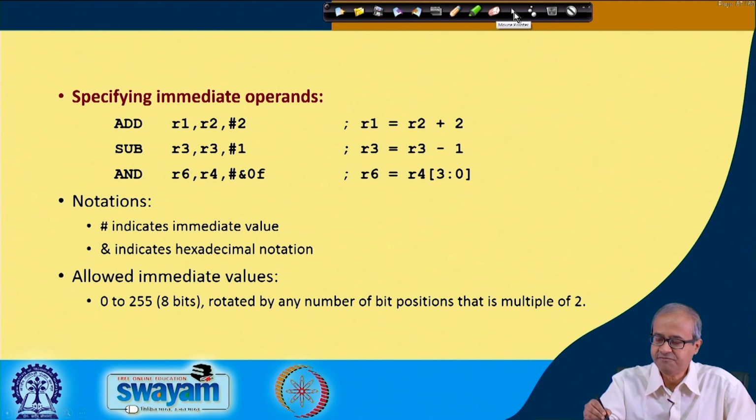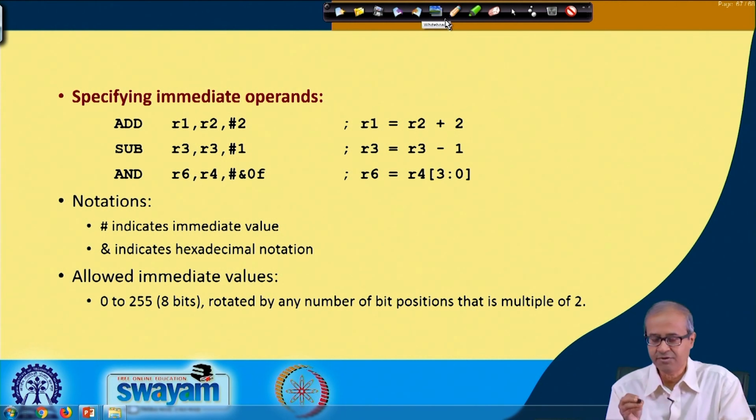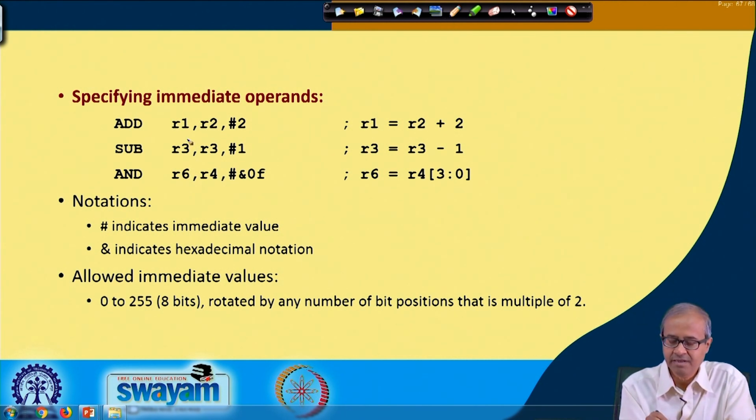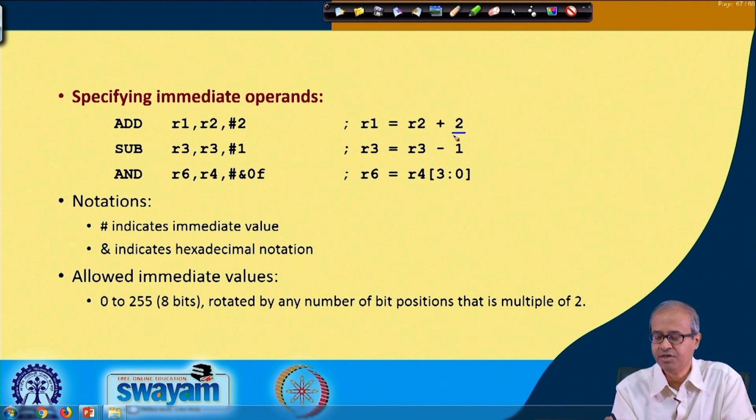There are ways of specifying immediate operands. As I said, you can specify some immediate data, like I can write with this hash symbol, I can use the second operand as an immediate operand. I can write R2 comma hash 2, this means R2 will be added with the constant 2. I can write subtract R3 hash 1, that means R3 minus 1. Okay. Like this I can add an immediate operand as the second operand of an arithmetic or logic operation.